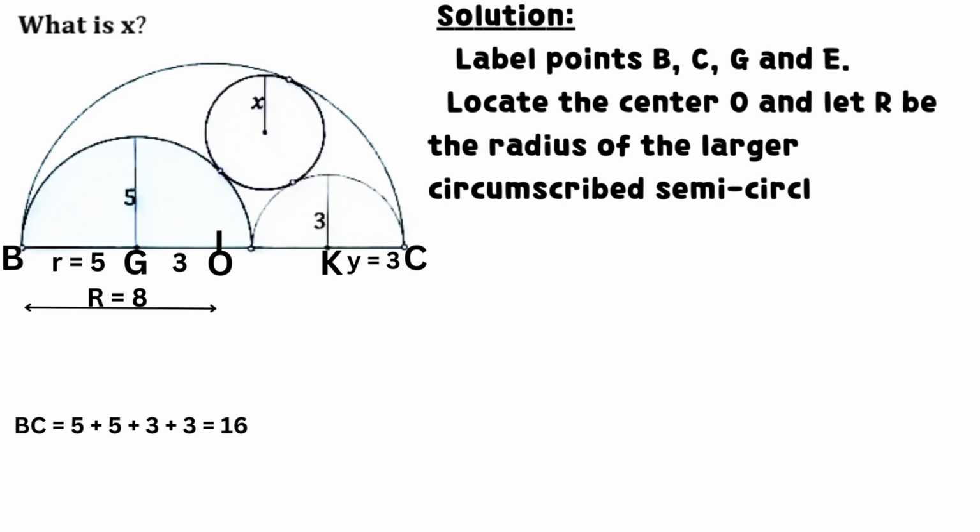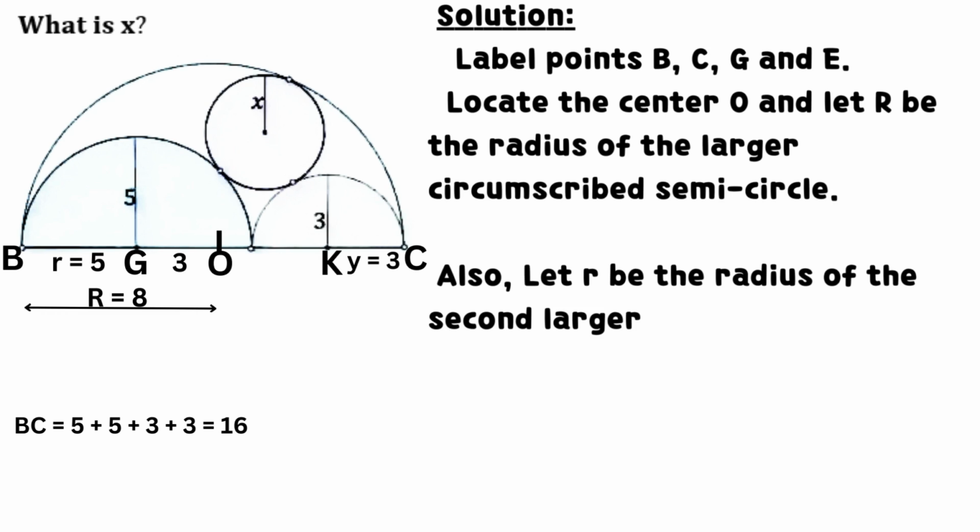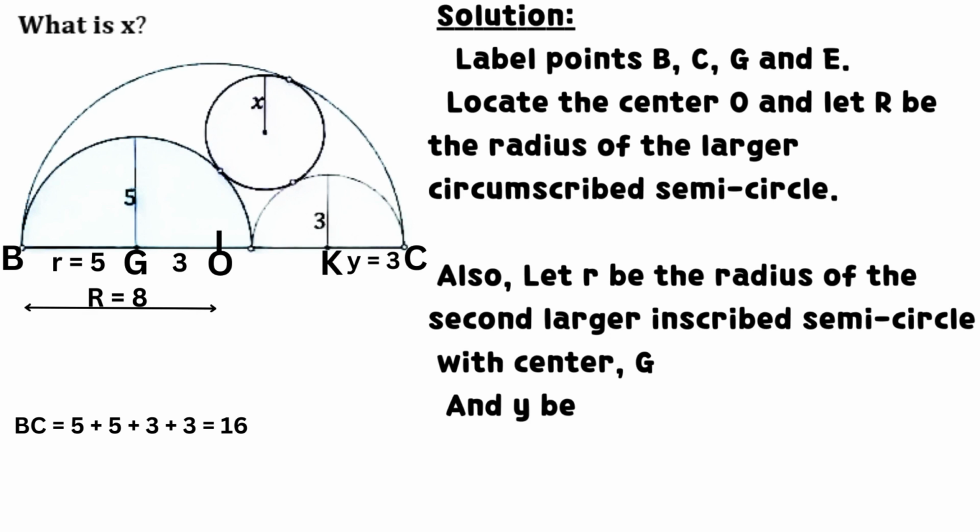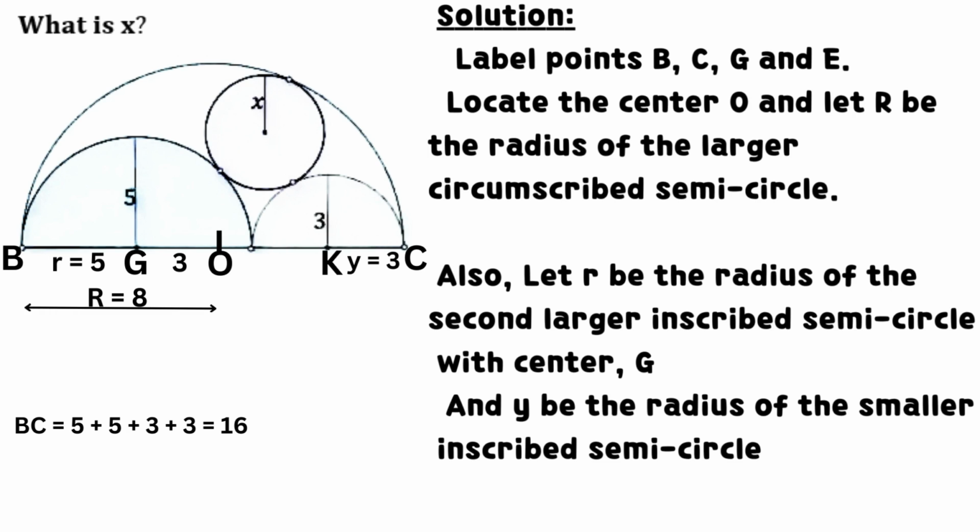Label points B, C, G, and E. Locate the center O and let R be the radius of the larger circumscribed semicircle. Also, let r be the radius of the second larger inscribed semicircle, with center G, and let Y be the radius of the smaller inscribed semicircle with center K.